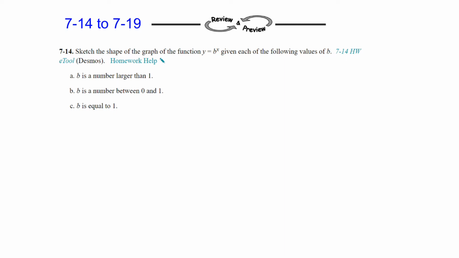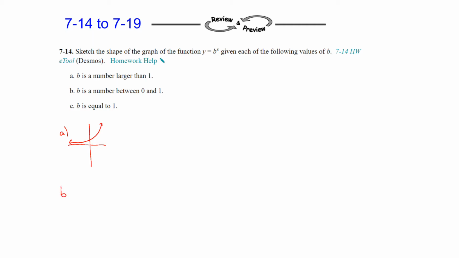Question 14, sketch the shape of the graph of the function y equals b raised to the x, given each of the following values of b. So on A, it wants b to be a number larger than 1. What we have learned is that if a b value is larger than 1, then the exponential function will grow, will increase. And so if b is larger than 1, the graph will look something like this, where the graph is increasing.